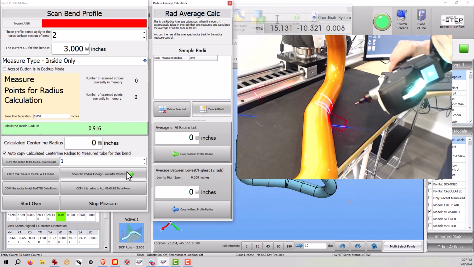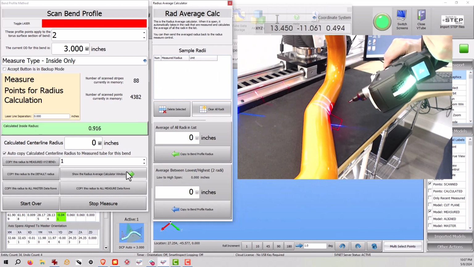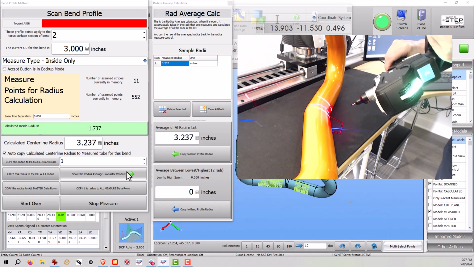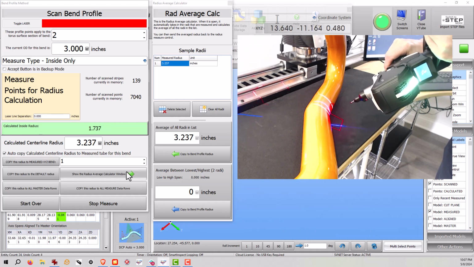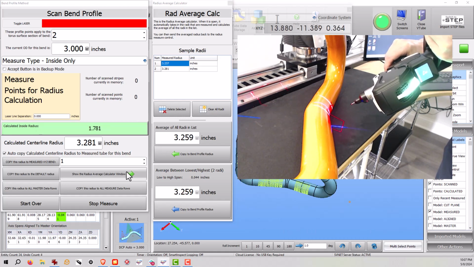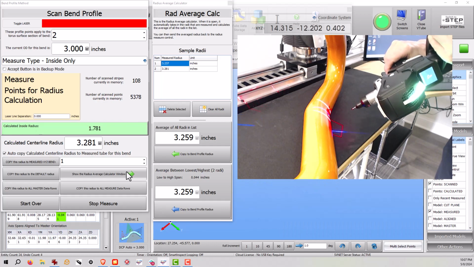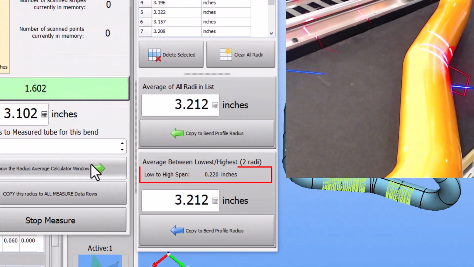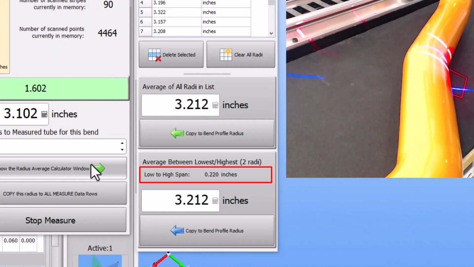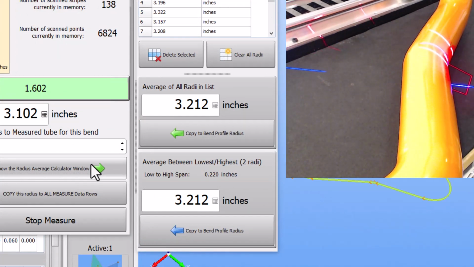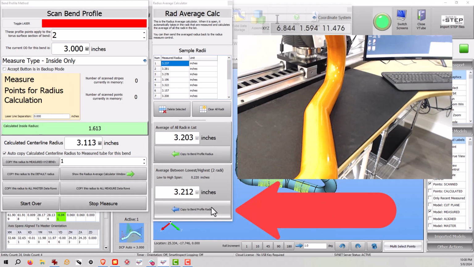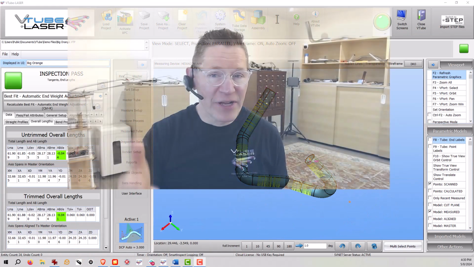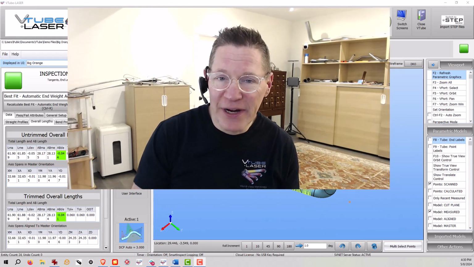Now let's switch over to bend 2, which is less than 20 degrees. And we're going to see that the variance is much higher here. And this is where we're going to really need to use the average calculator. In bend 2, we're going to find the variation from low to high is going to be 220th of an inch. So for this radius, it's important to copy the average radius calculation back into the bend profile menu. So that's how easy it is to use the new radius average calculator.